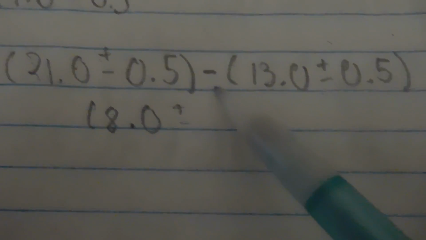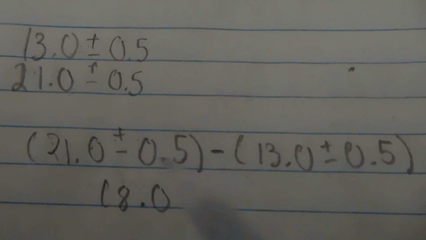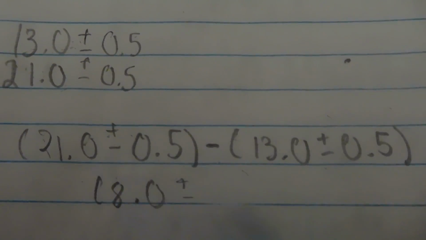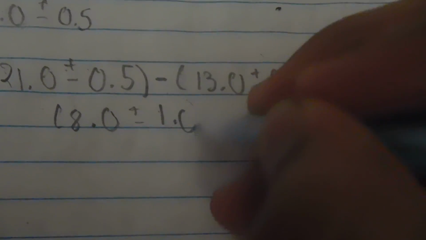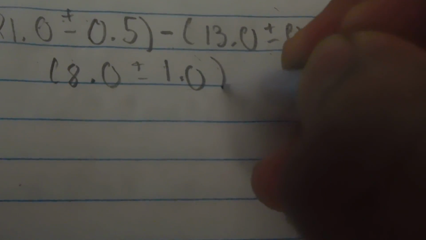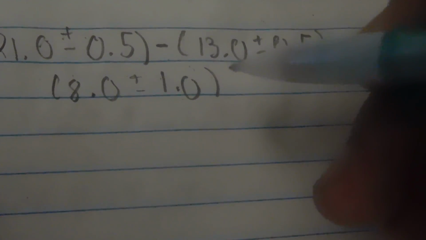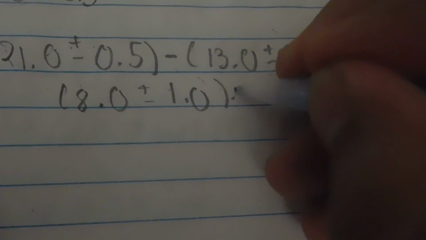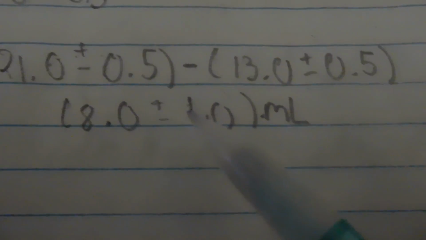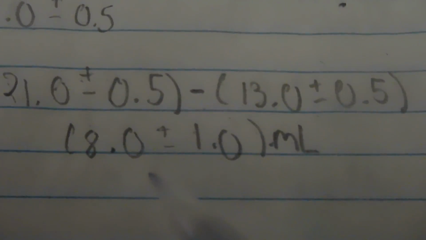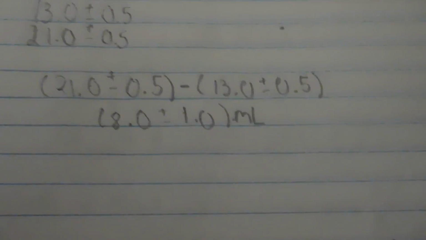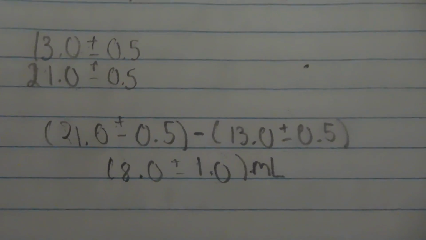Even though this is subtraction, you still have to add the uncertainty. It's the same thing when you add. Even if there is addition, it's the same thing, add the uncertainty. So let's add, this will be 1.0. Make sure it matches, and make sure we also have the units, and the unit would be mL, because this is volume we're determining, not mass. And there you go, we have the uncertainty when we added and subtracted.